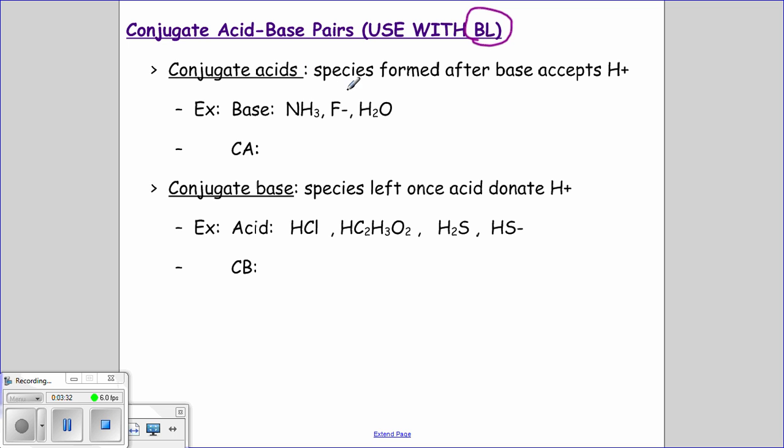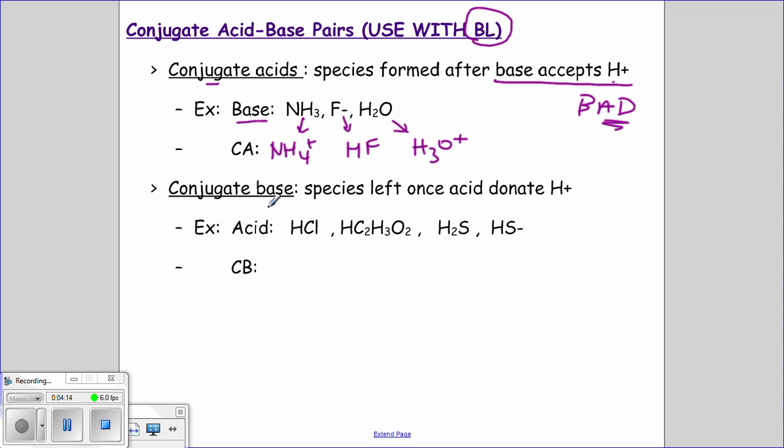A conjugate acid is the species that's formed after the base has accepted the H plus. It's called a conjugate acid because if we reverse that process, that H plus could then be donated, and if we remember bad acid, then the acid is the donor. So it's a conjugate because in the reverse reaction, it does actually act as the acid. In this case, ammonia, after it's gained an H plus, is ammonium. Fluoride ion, after it's gained an H plus, is HF. And H2O, after it's gained an H plus, is hydronium. So each of these are now called the conjugate acids of these bases.